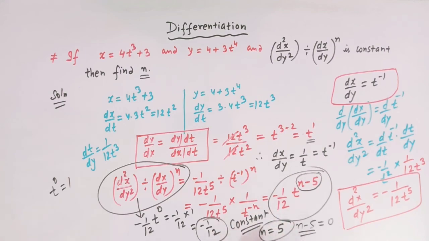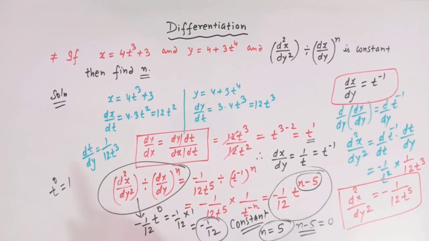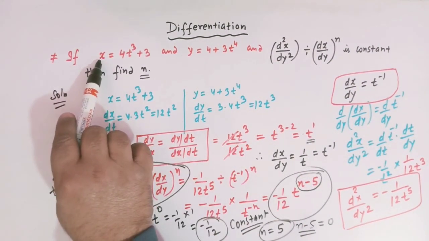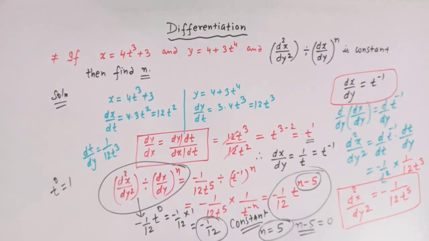So for n equal to 5, this expression is constant, where x is 4t³ + 3 and y is 4 + 3t⁴.